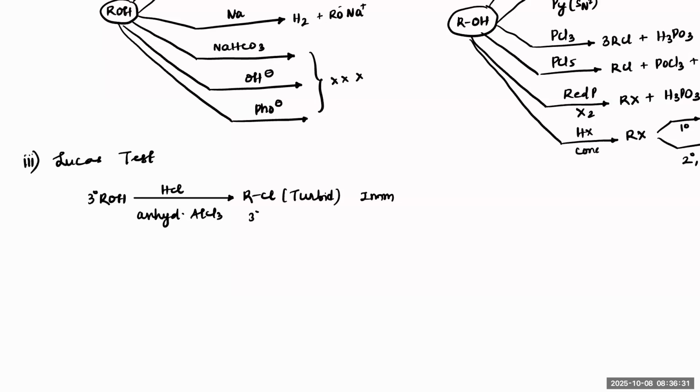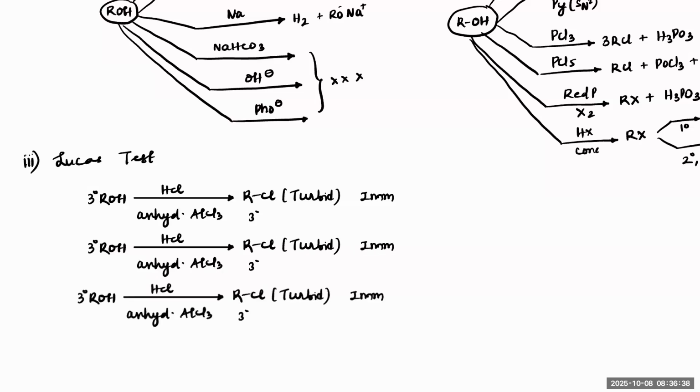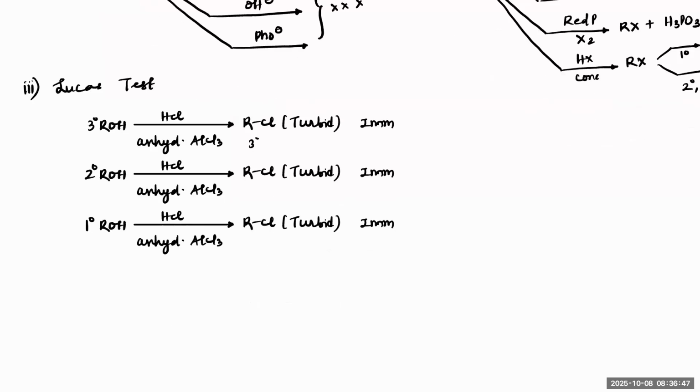Got it? Same way, if you have 2 degree and 1 degree alcohols, clear? So this will be, let's say, 2 degree and this is 1 degree. For 2 degree, turbidity would form in 5 to 10 minutes. While for 1 degree, no turbidity, only at high temperature. Got it?